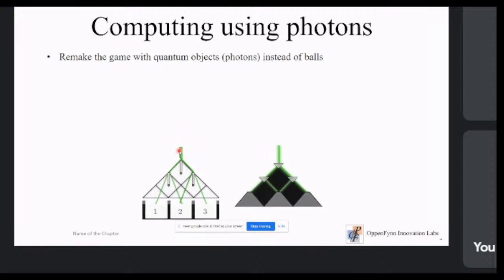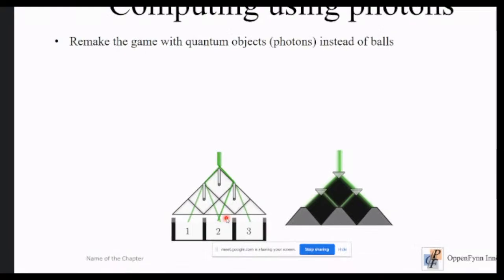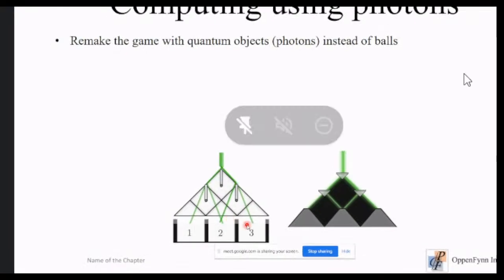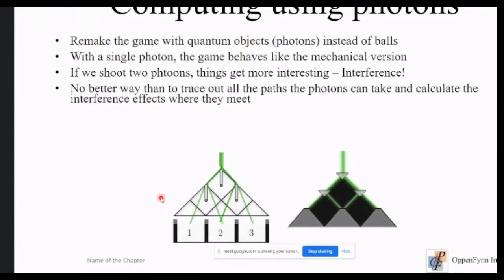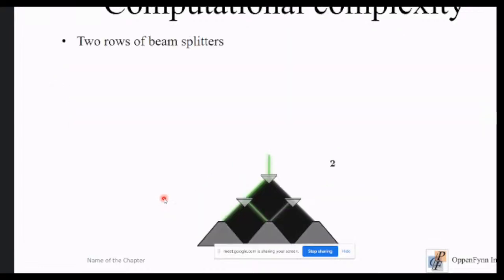The point of that example was that if instead of balls you have a photon, you have two photons, then if you want to calculate where exactly the photon will end up and whether they will interfere constructively or destructively, you would have to calculate all the possible paths and then figure out whether they interfere constructively or destructively. And the problem grows exponentially as the number of levels increases. So that was the point of the thing.